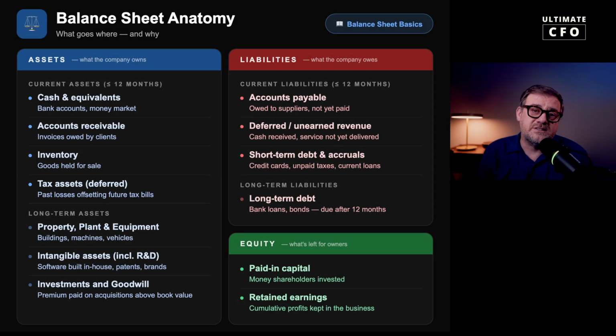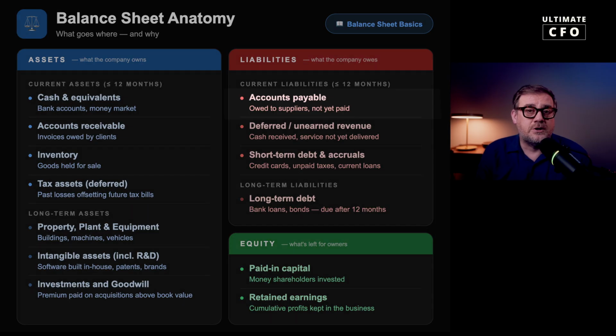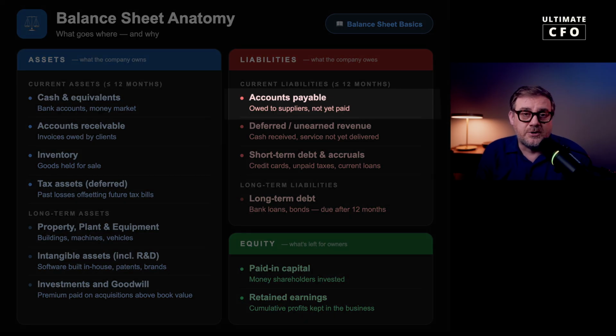Okay, on the liability side, we also should add a couple of items that we haven't seen so far. First one and most common, accounts payables. This is money that you owe to your suppliers. So imagine you buy lemons, but you don't have to pay your vendor right away. Let's say they give you 30 days to pay after the purchase.